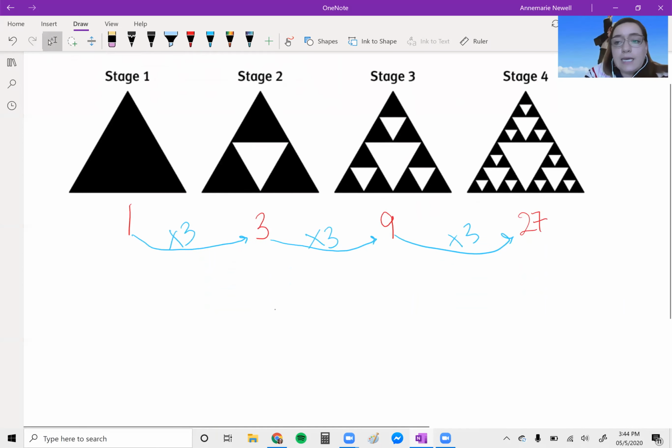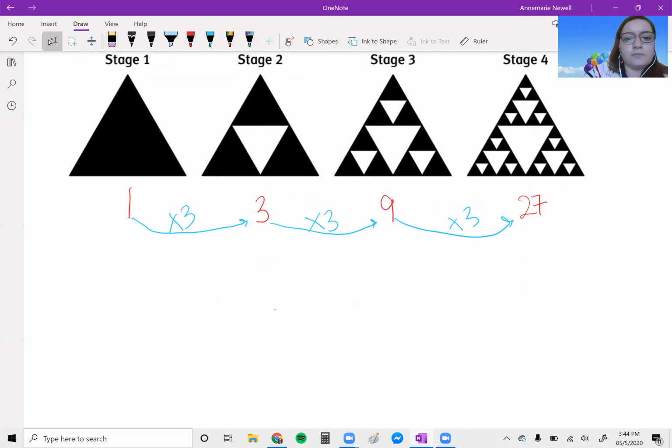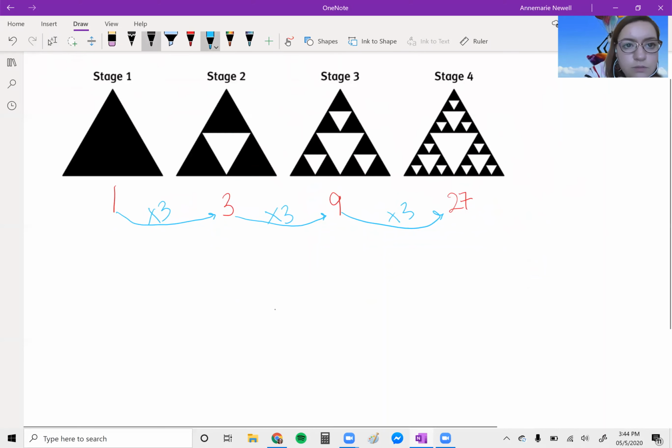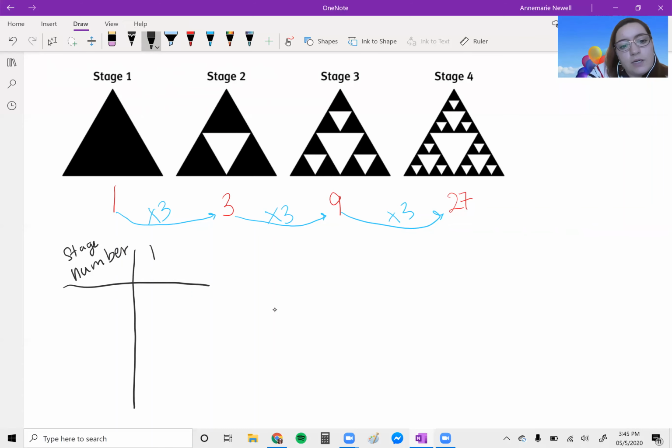Go ahead and start making a table for this one, just like we did in the other one. We are making a table and we are counting stage number, just like before. You could also call it figure number or diagram number or term number, stage number. And over here, we are counting the number of black triangles.